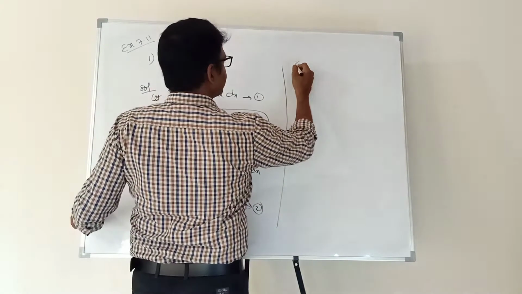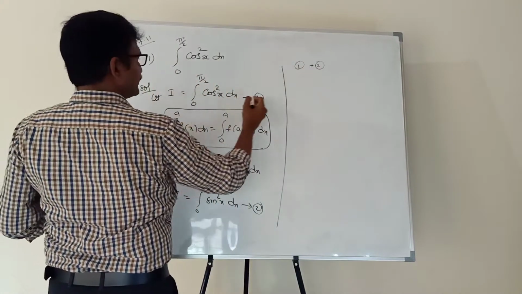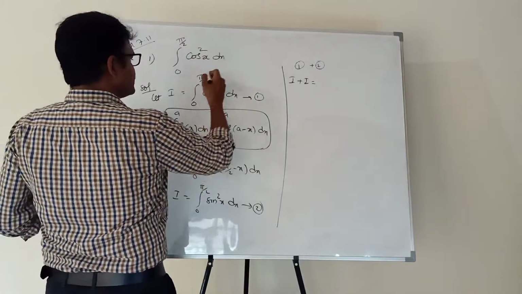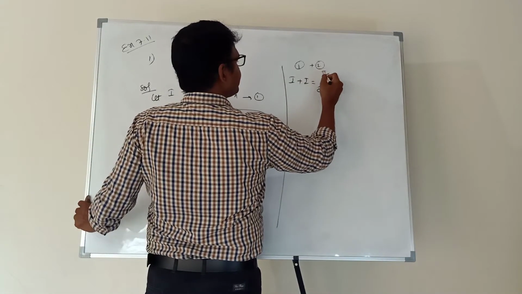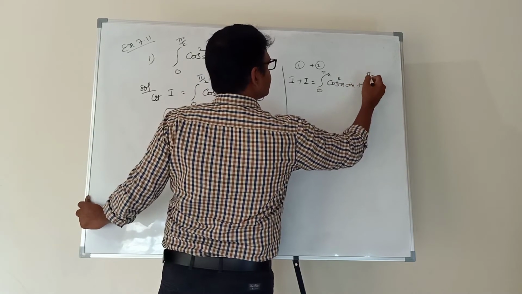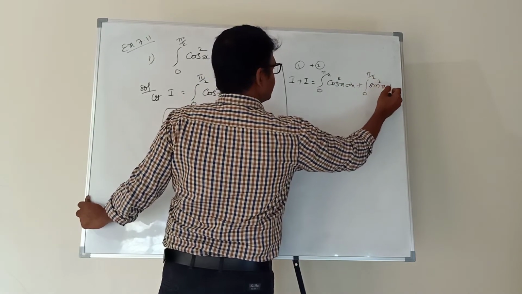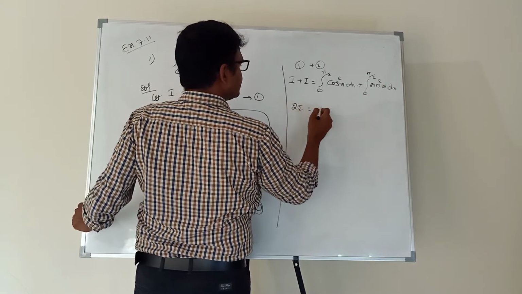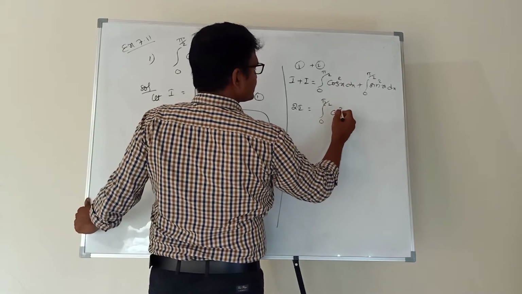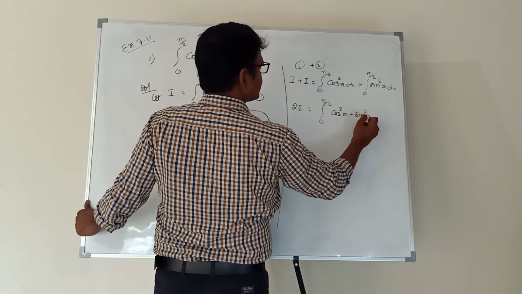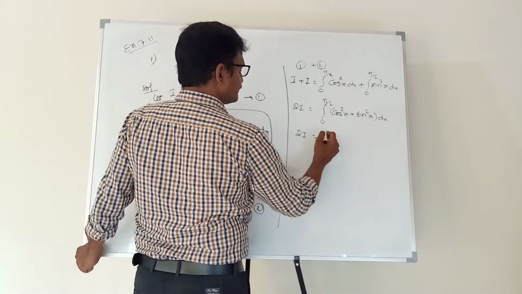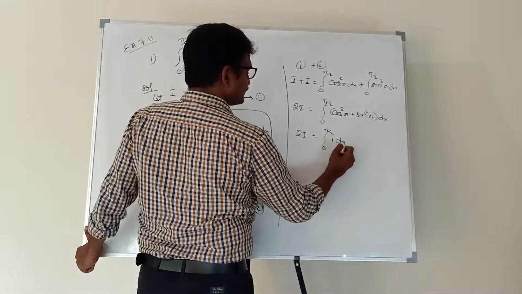Now adding 1 and 2, on the left hand side I is there plus I is there. I plus I is equal to the integral from 0 to pi by 2 of cos square x dx plus the integral from 0 to pi by 2 of sin square x dx. 2I is equal to, if you take 0 to pi by 2 common, cos square x plus sin square x dx. So 2I is equal to the integral from 0 to pi by 2 of cos square x plus sin square x, which is 1, dx.